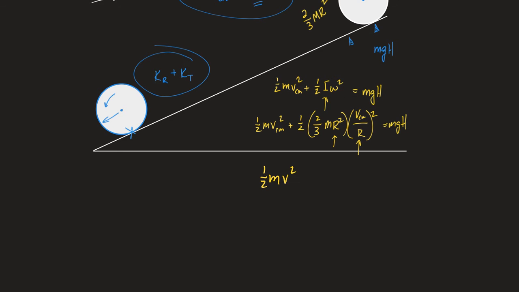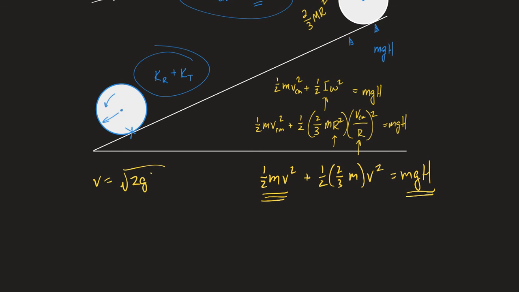So 1/2 mv squared plus 1/2 times 2/3 mv squared equals mgh. I stop here on purpose to indicate clearly that the amount of energy we had before used to all go here, which is why our velocity for everything seemed to be the square root of 2gh all the time.